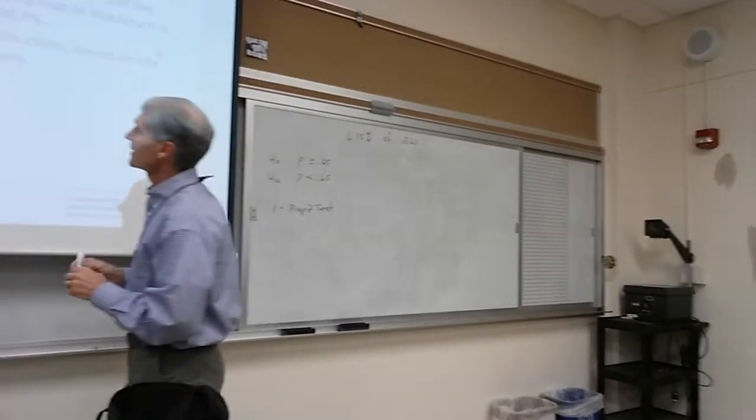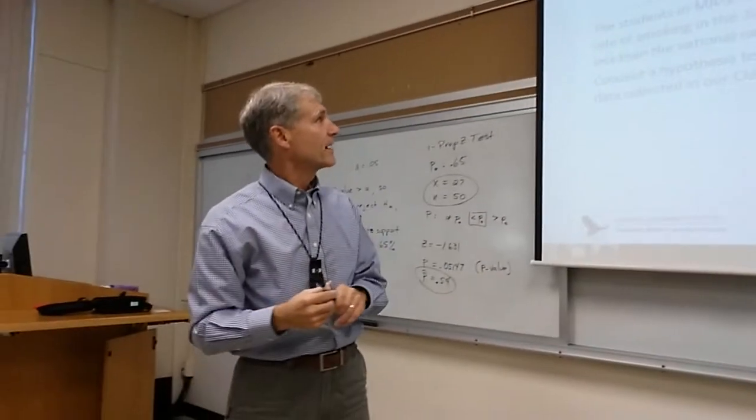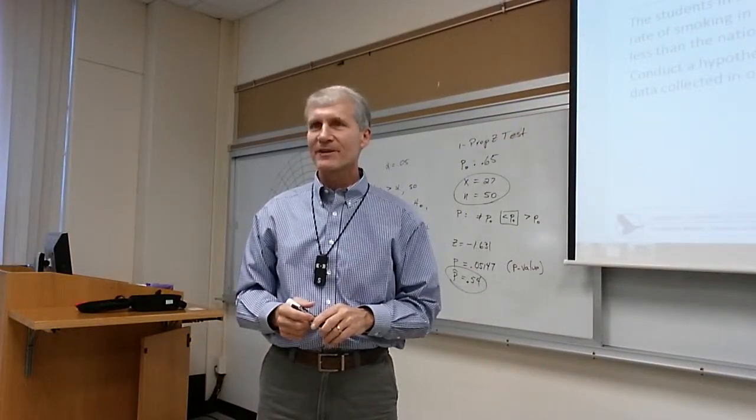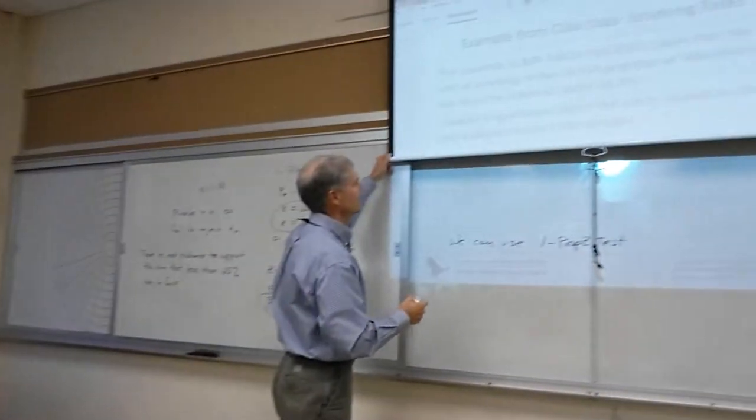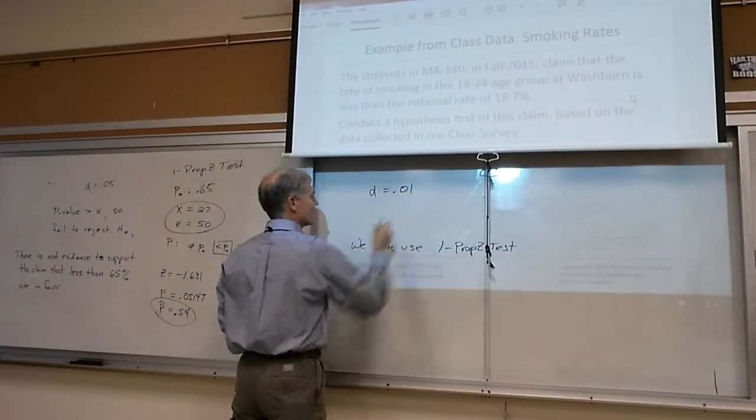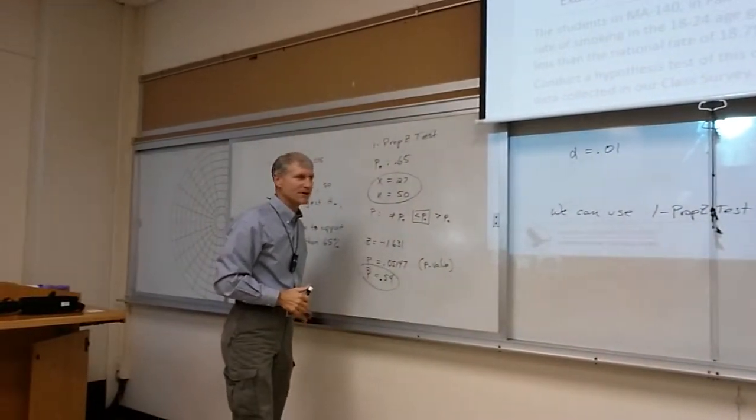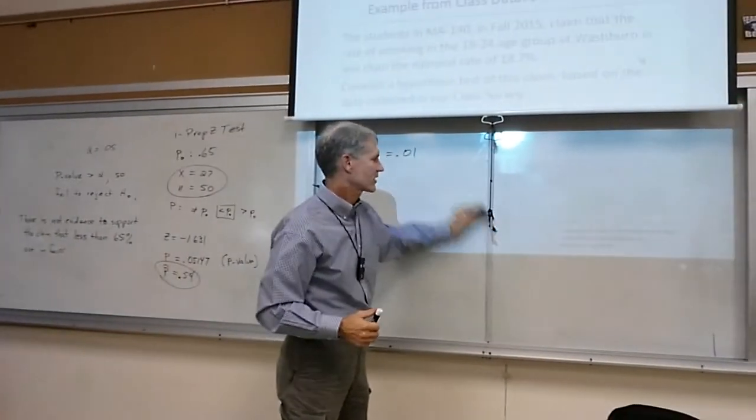I'll flip back to that in a minute, make sure everybody's got what they need off of this slide. I forgot to put on this slide, use alpha equal 0.01. So I'll put this up and write it here. Alpha equal 0.01, which means we'll be 99% confident of our result, of our conclusion.